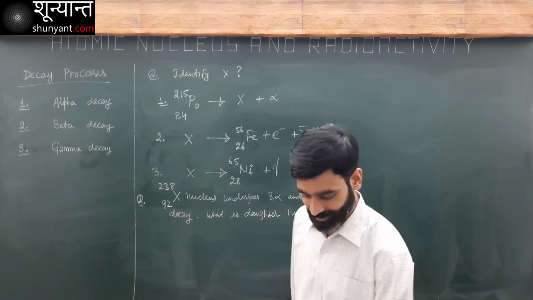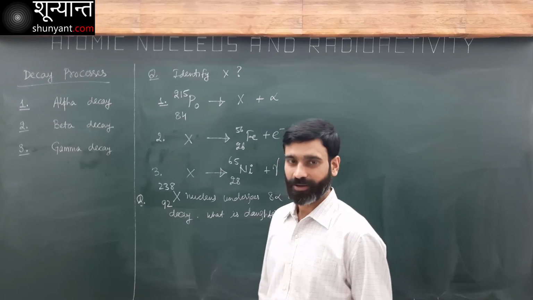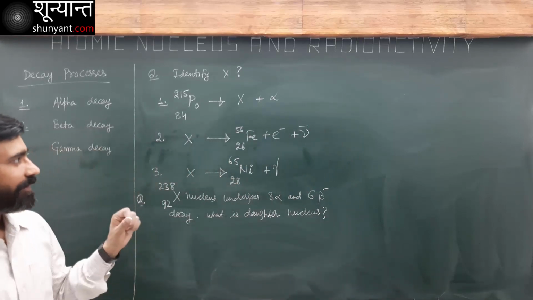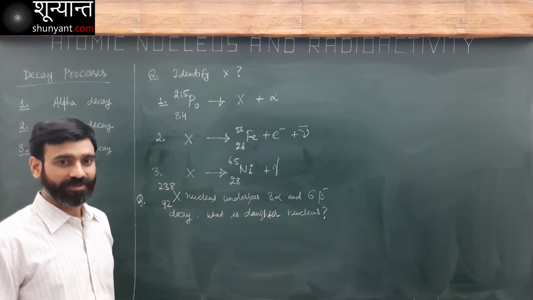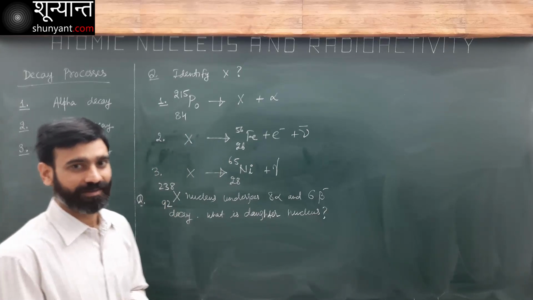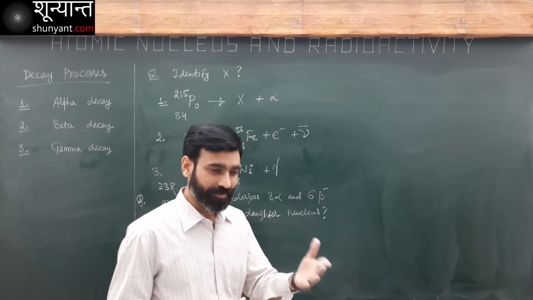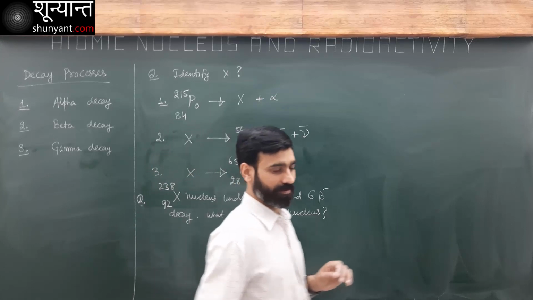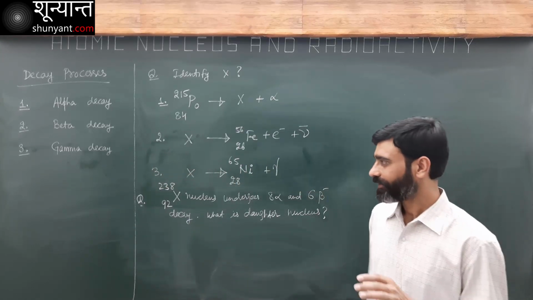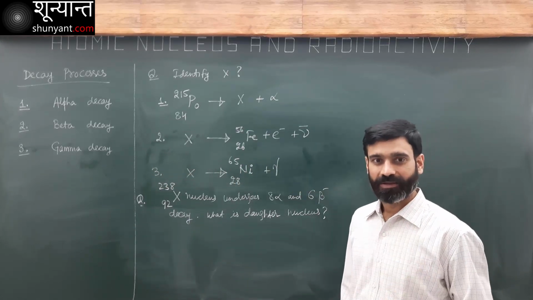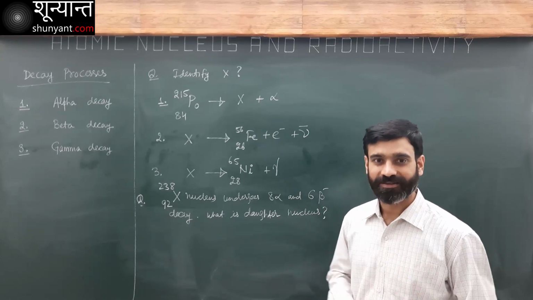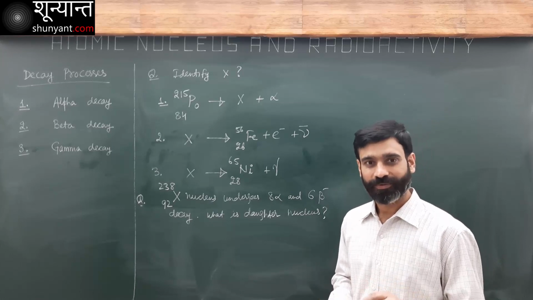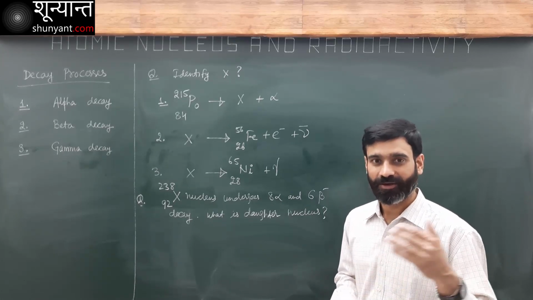Let's do this quickly. It's been a long class, but that's fine. We are at least able to complete one topic. Next, we are going to start the laws of radioactive decay. All of this is natural decay. At what rate is it going to happen? Per second, how many atoms will disintegrate, and all that. They are known as the laws of radioactive decay.